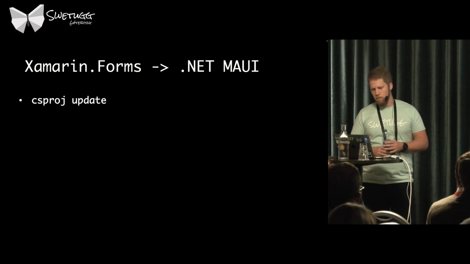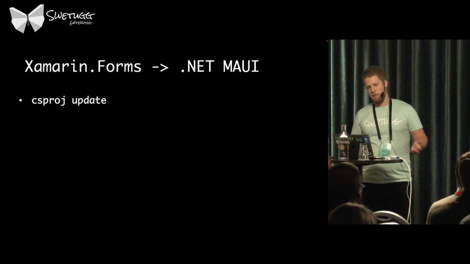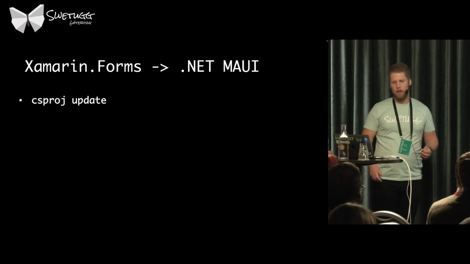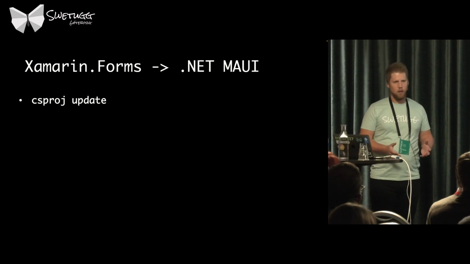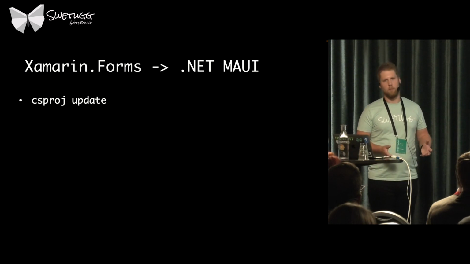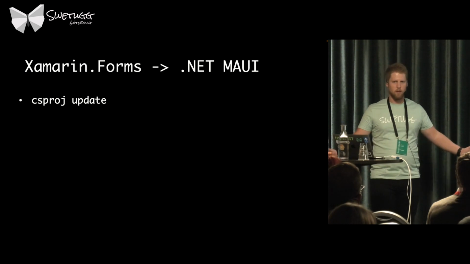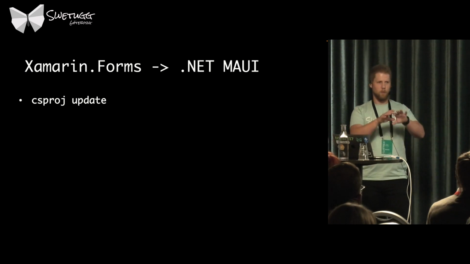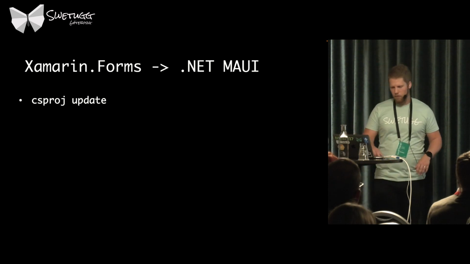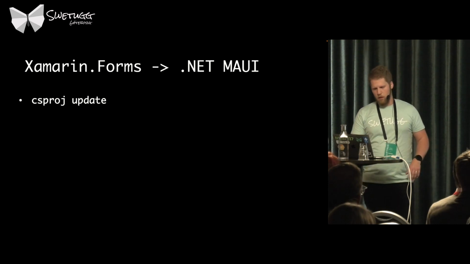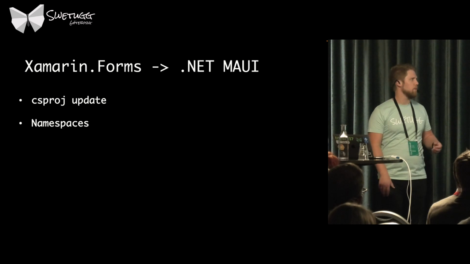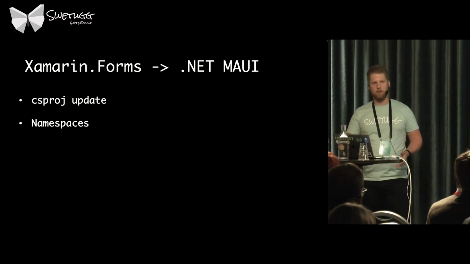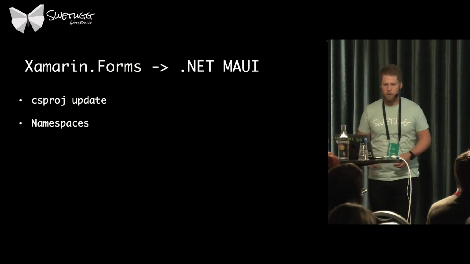But what you need to do when you upgrade your Xamarin.Forms app is to update the CS project file, and the easiest way there is probably to create a new project and take your files into that project instead of going and rewrite the CS project file. You need to change all the Xamarin.Forms namespaces to Microsoft.Maui or something like that.